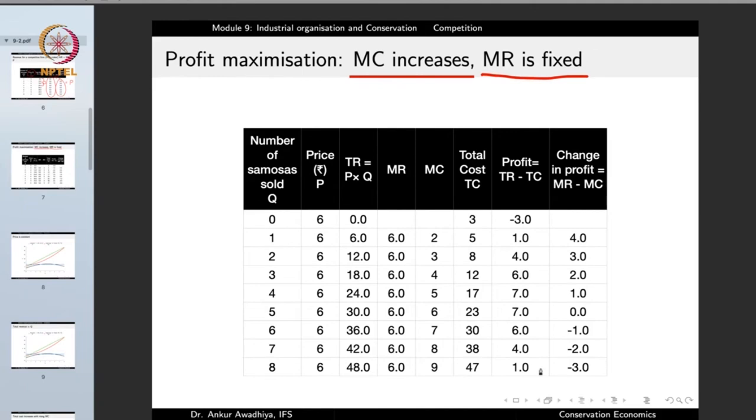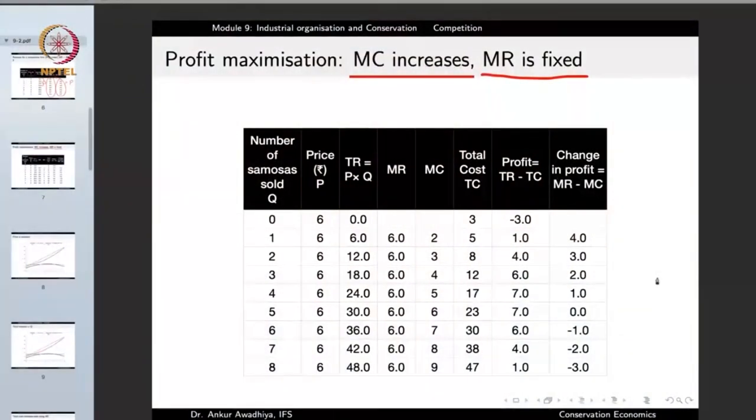Now, in this case, we can observe that the profit when 0 items are sold is negative, because the total revenue in this case is 0 because no items are being sold, but still the fixed costs need to be paid. So in this case, the profit is negative. Then the profit increases, reaches a maximum, and then starts to decrease. And we are observing the change in the profit, which is given as marginal revenue minus marginal cost.